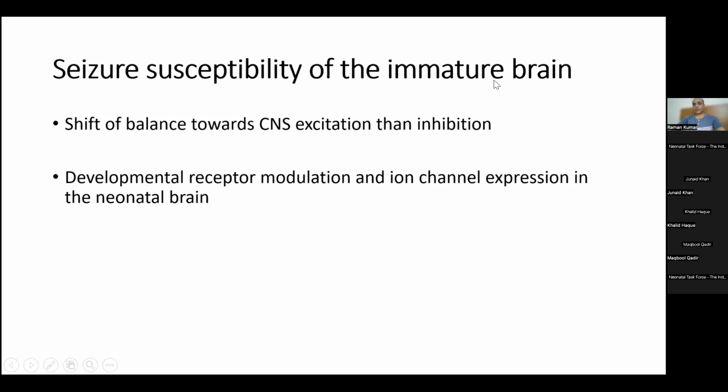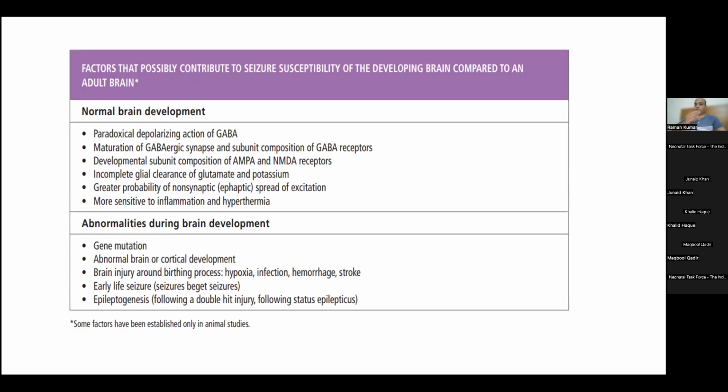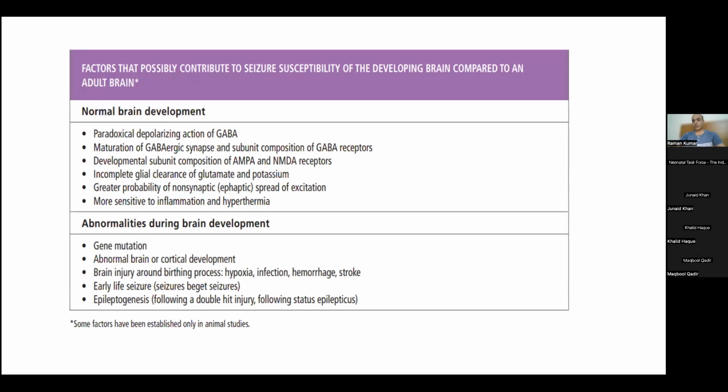Developmental receptor modulation and ion channel expression in the neonatal brain is also very, very important. We'll talk about it. If we take this slide, we can see the factors that increase the susceptibility of a developing brain compared to an adult brain. If we talk about normal brain development, without any abnormality, a normal physiological newborn's brain is more susceptible to excitation or seizures.